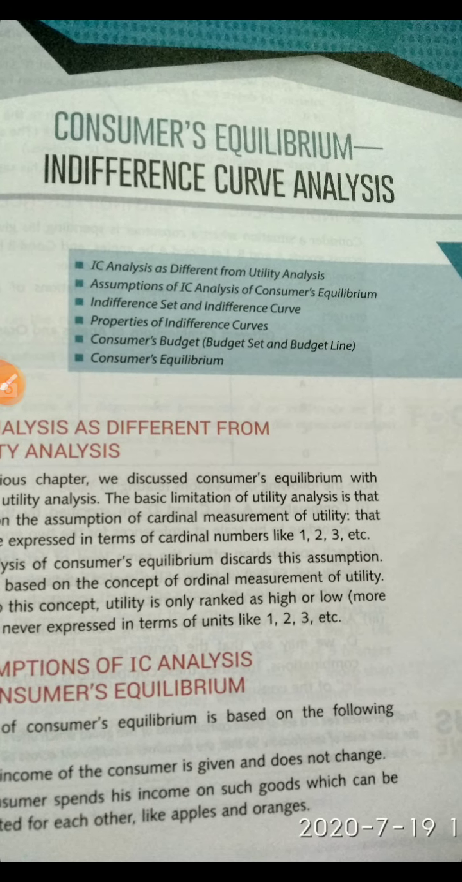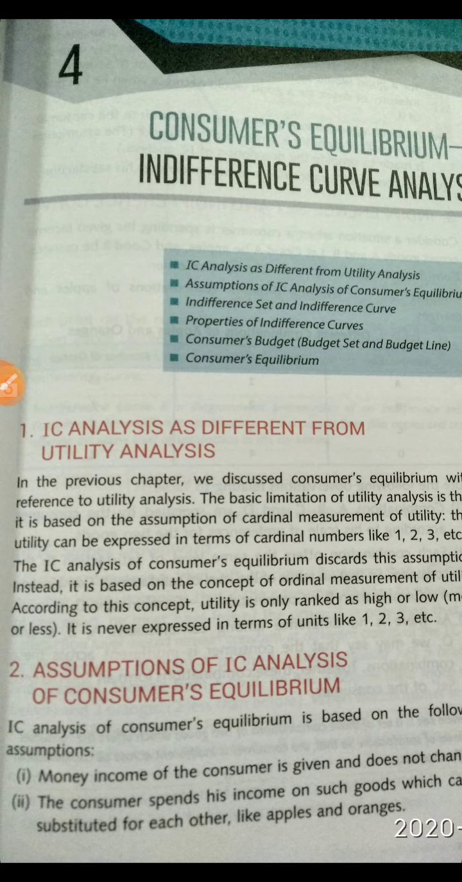In the previous chapter, we discussed consumer equilibrium with reference to utility analysis, that is, utility or satisfaction. It can be measured on the basis of cardinal measurement. Cardinal means 1, 2, 3, 4, or in terms of ordinal measurement, which means high or low. So this indifference curve is based on the assumption of consumer equilibrium.